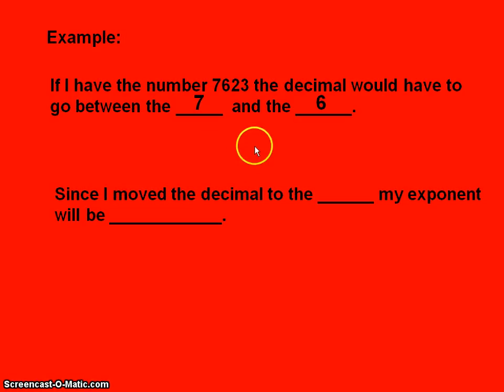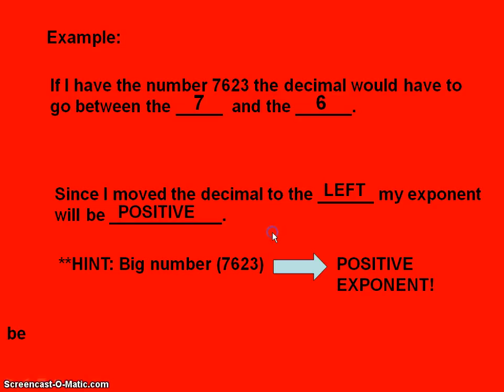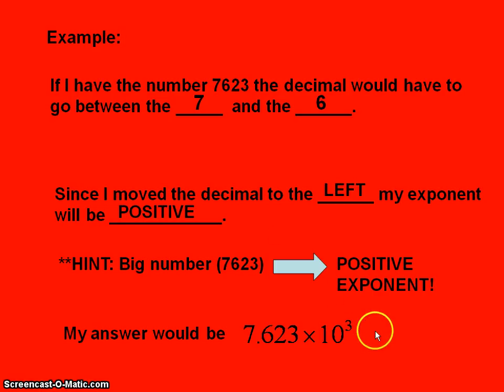Since I moved the decimal to the left, my exponent will be positive. So here's a hint. Big number, if you have a big number like 7,623, you're going to have a positive exponent. This is what we were talking about before. So my answer would be 7.623 times 10 to the third power. And this is written in scientific notation. And this is true scientific notation because this first number is in between 1 and 10.